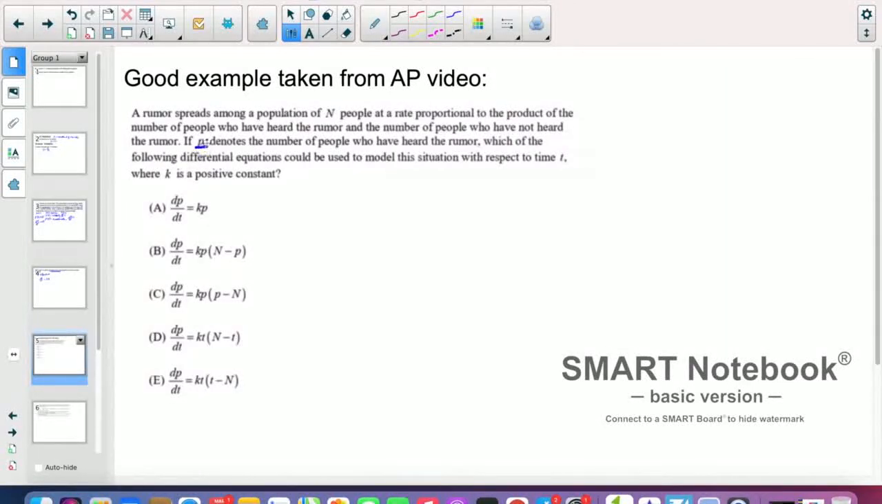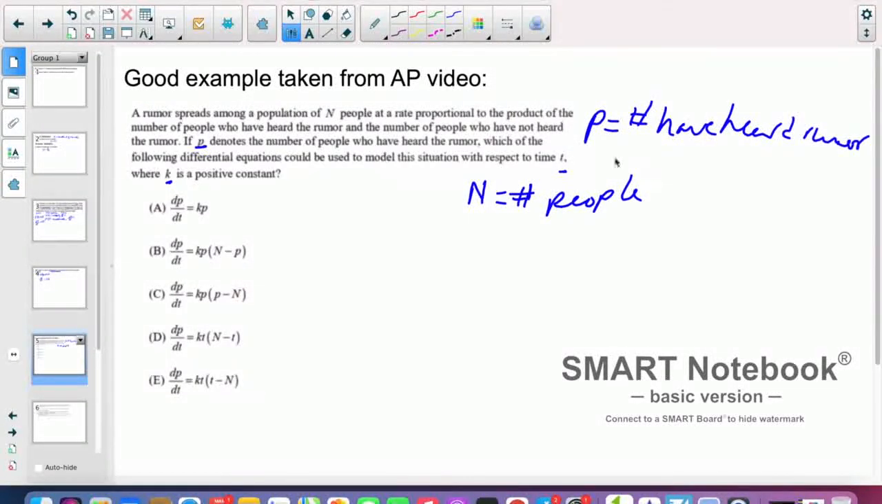If P denotes the number of people who have heard the rumor, which of the following differential equations could be used to model the situation with respect to time t, where K is the positive constant? Well, if N equals the total number of people in the population, and P is the number who have heard the rumor, wouldn't N minus P be the number who have not heard the rumor?